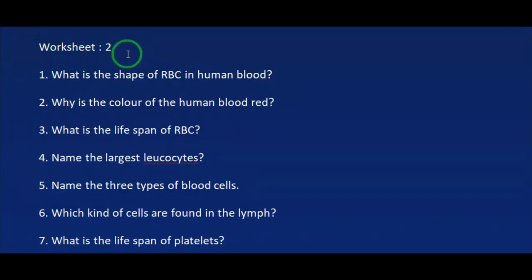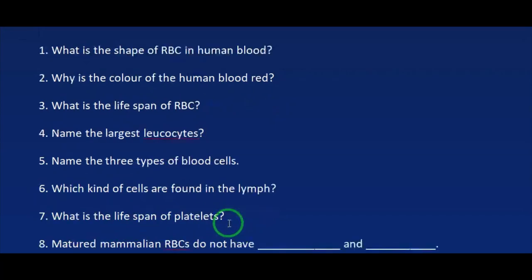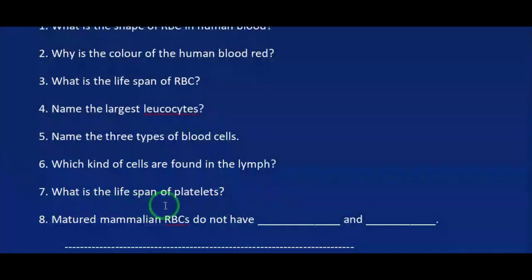Worksheet number 2. First, what is the shape of RBC in human blood? Number 2, why is the color of human blood red? Number 3, what is the lifespan of RBC? 4, name the largest leukocyte. 5, name the three types of blood cells. Number 6, which kind of cells are found in the lymph? Number 7, what is the lifespan of platelets? Number 8, matured mammalian RBCs do not have dash and dash. Already I have taught these topics, so you know all the answers. Do it carefully and keep it with you.